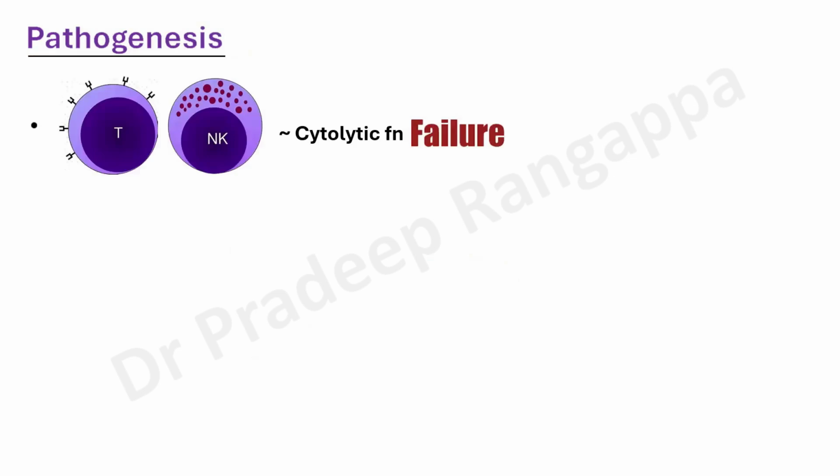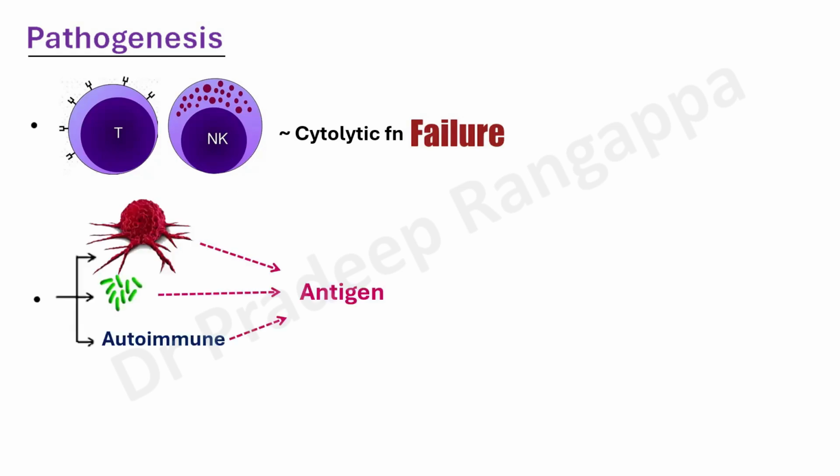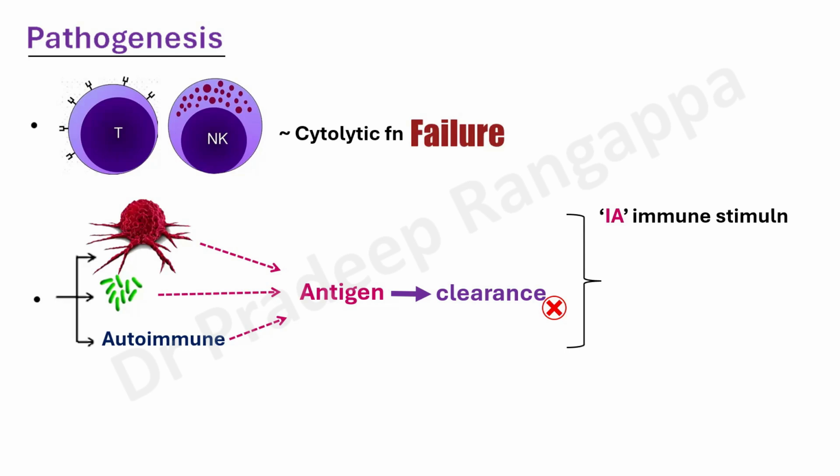When we talk about pathogenesis, as I mentioned, the two main cells involved are the cytotoxic T cells and natural killer cells. There is a failure of the cytolytic function of these cells. As I said, there is always a trigger for HLH or MAS. It could be an underlying malignancy, a pathogen, or an autoimmune condition. In all these conditions, there is an antigen, and this antigen needs to be cleared. But there is an inability to clear it, so the antigen is perpetually present within the body, which activates all the inflammatory cells. So there is inappropriate immune stimulation because of the constant presence of this antigen.